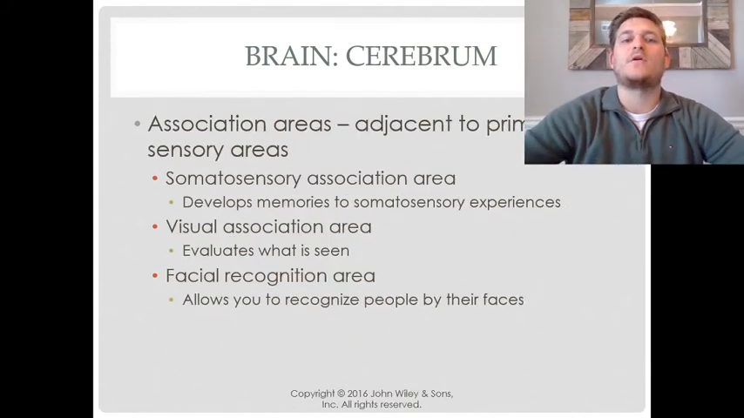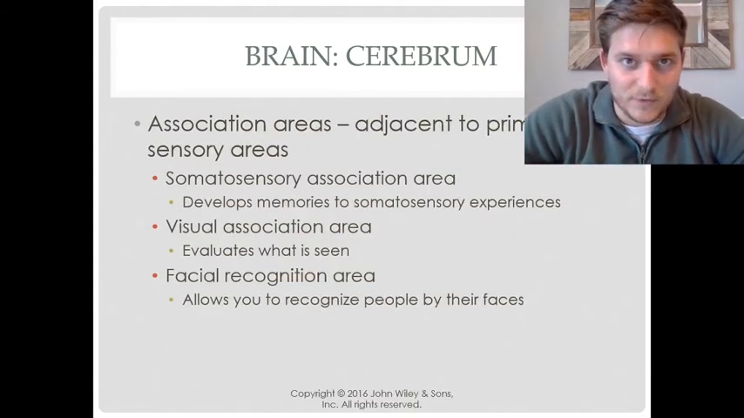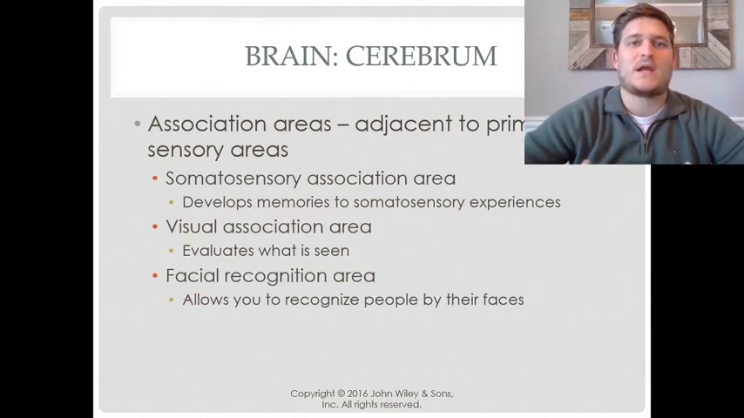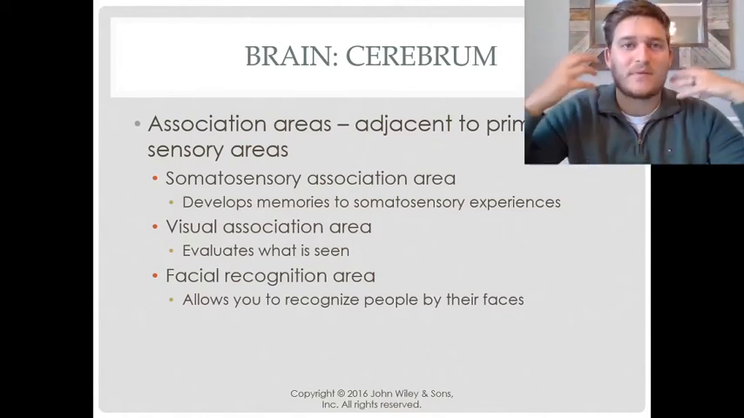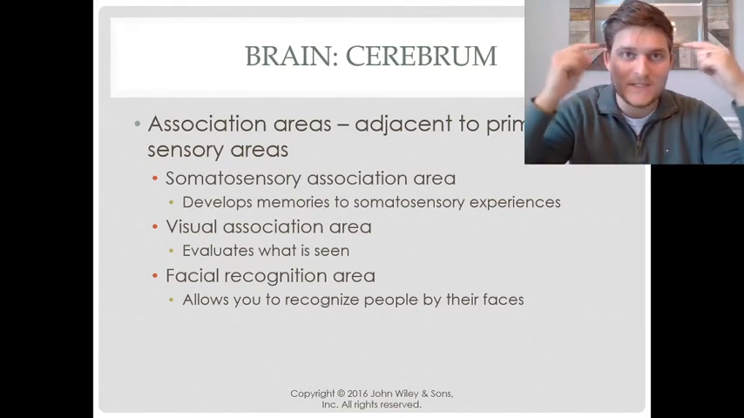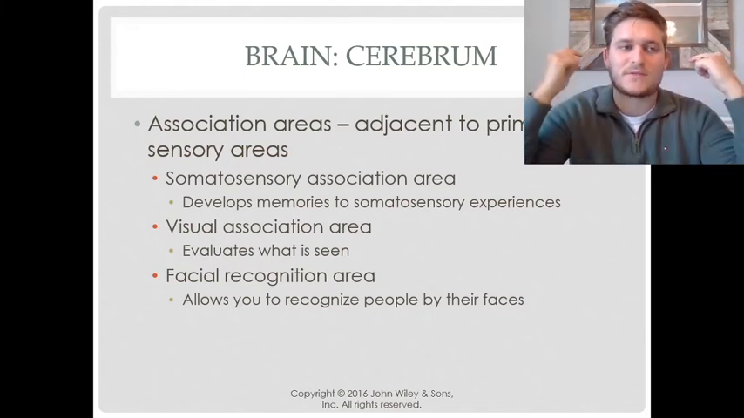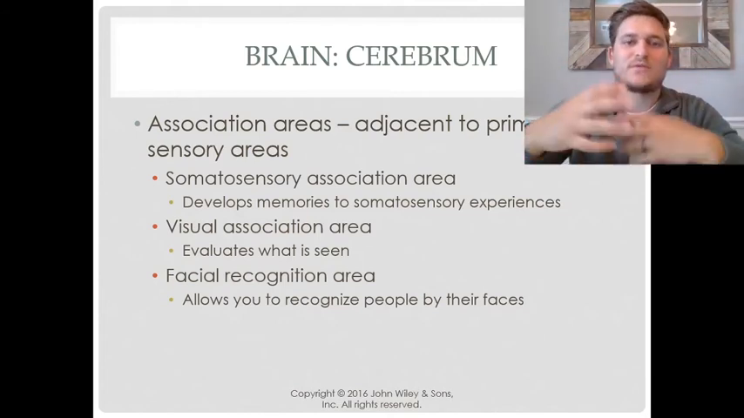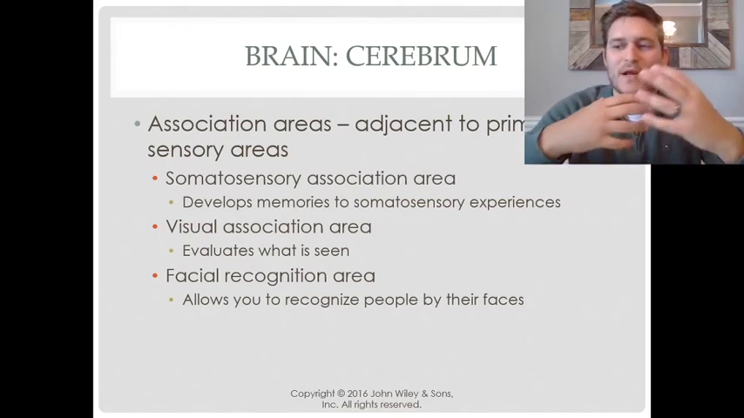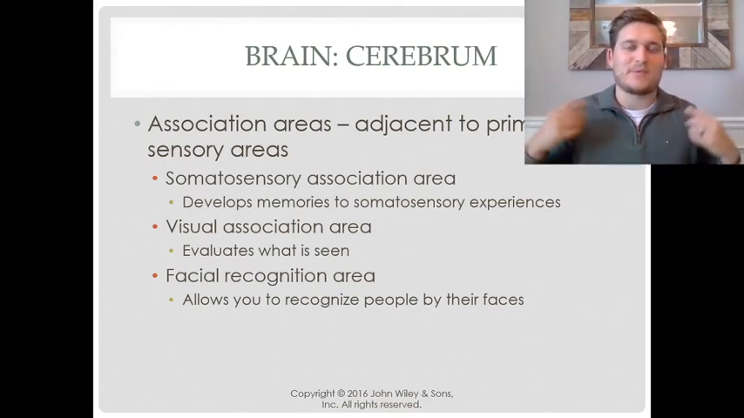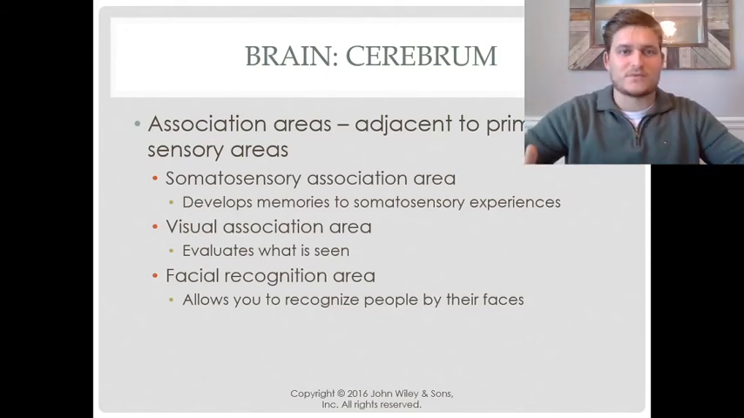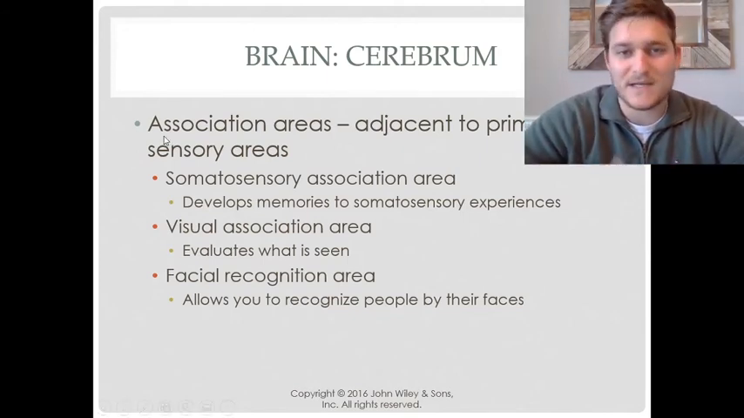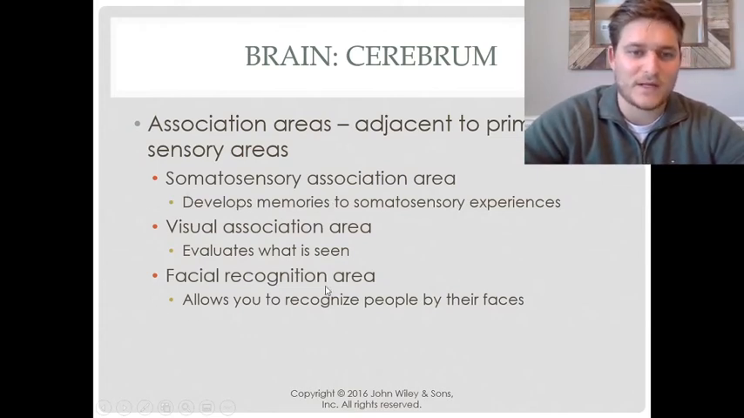We also have what's called association areas in the cerebral cortex, and while sensory areas pick up sensory information, a lot of times the code needs to be processed by other areas of the brain. So these association areas deal with the sensory information and integrate the message that needs to take place in order to deliver it to other sections of the brain. So we have somatosensory association areas, visual association areas, and then facial recognition areas.